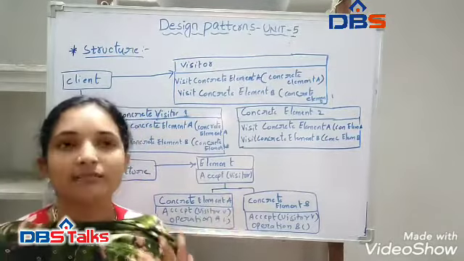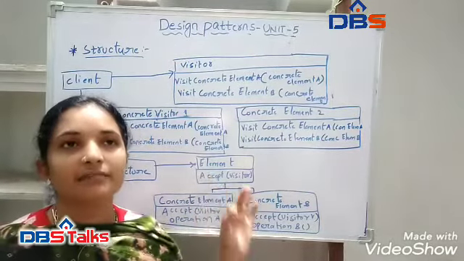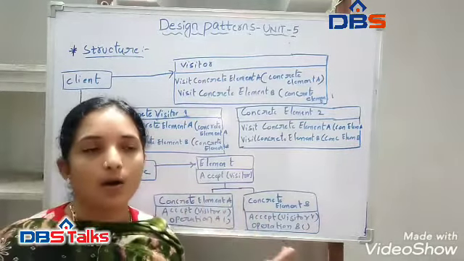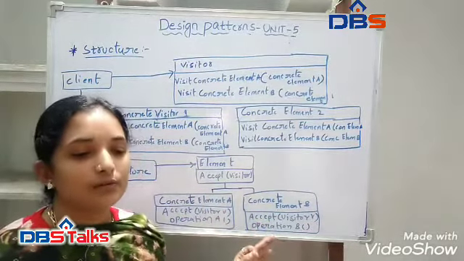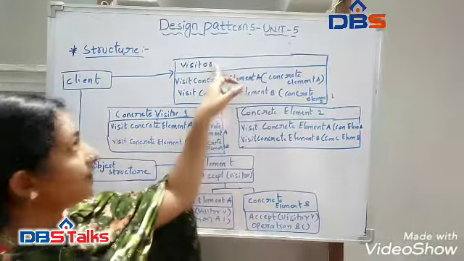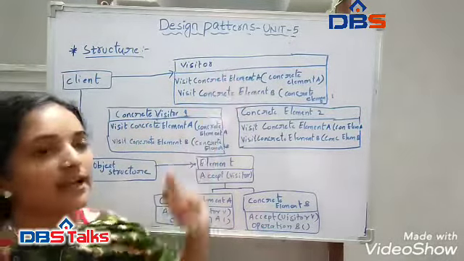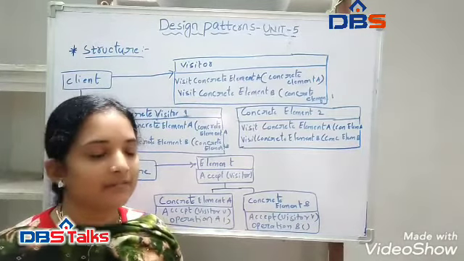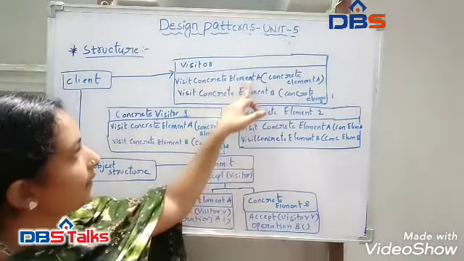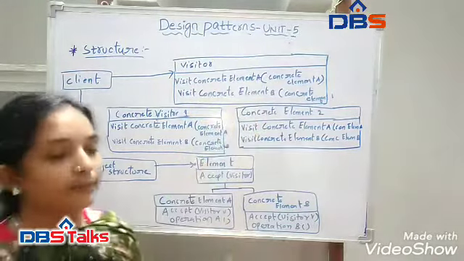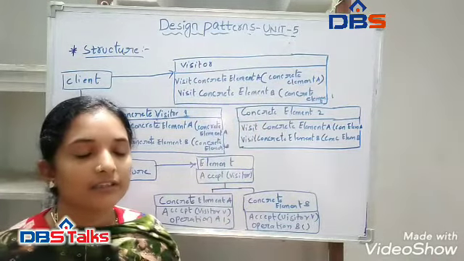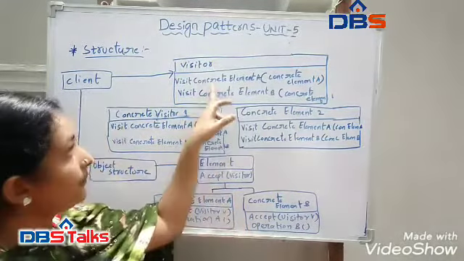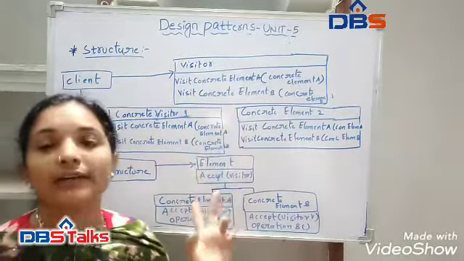Here I have the visitor. The work of this visitor is that it will visit each and every element of the object structure and perform an operation. So here we use the visitor interface. In this visitor interface we have two abstract methods, visit concrete element A and visit concrete element B, and it will perform operations on the concrete classes.